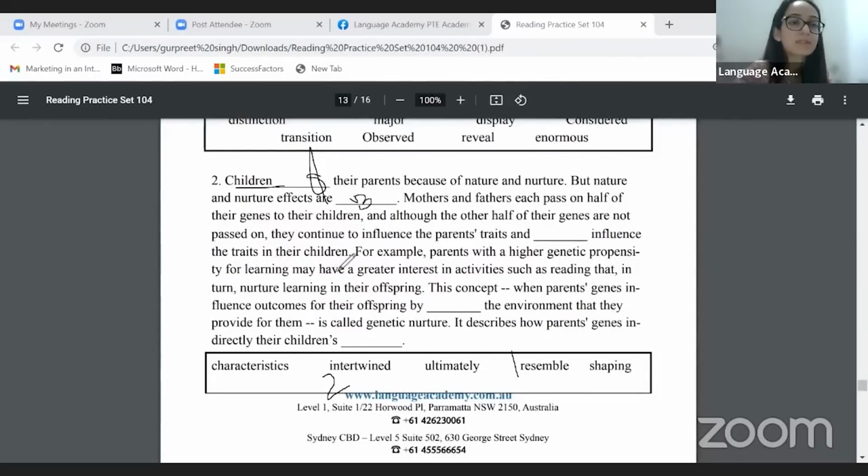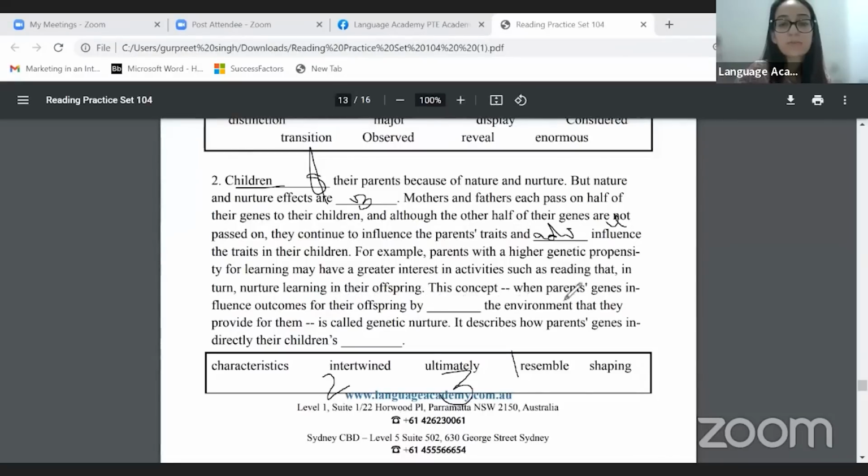The sentence is absolutely complete, so we need an adverb because influence is a verb. How many adverbs do we have? Only one: ultimately influence the traits in children. For example, parents with a higher genetic propensity for learning may have a greater interest in activities such as reading, that in turn nurture learning in their offspring.